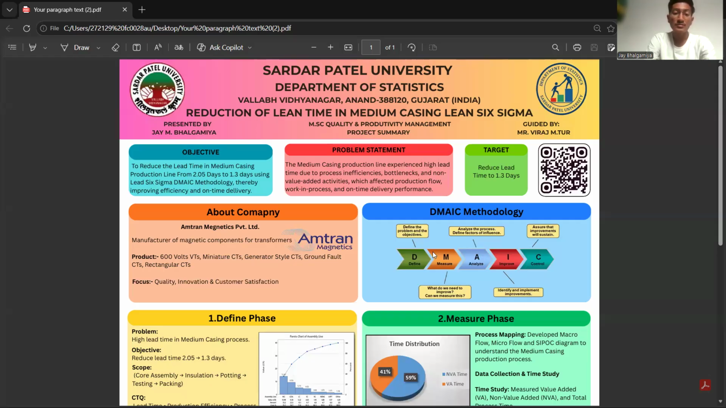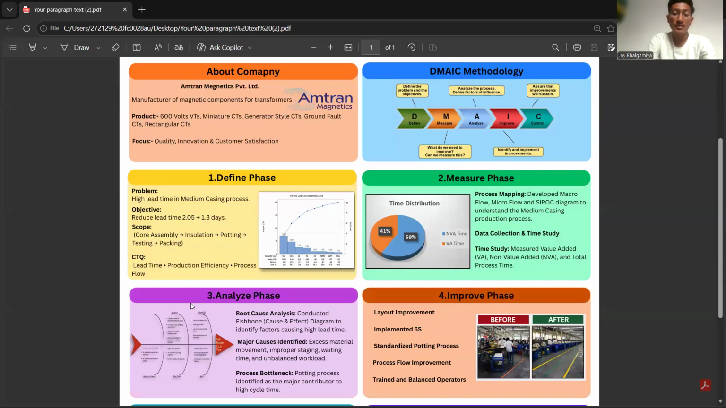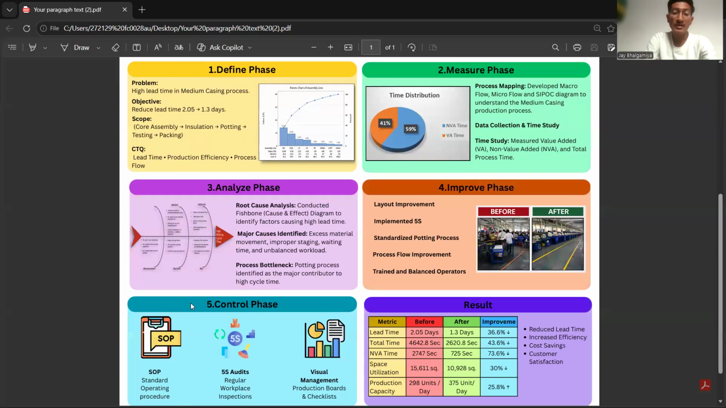The define phase is to identify the problem and project goals. Measure: collect data and measure current performance. Analysis: find the root cause of the problem. Improve phase: find solutions and implement them with the help of my team. Control: sustain the improvement.